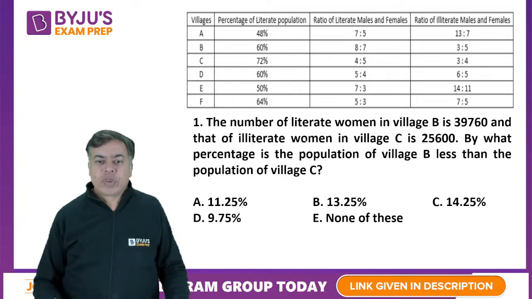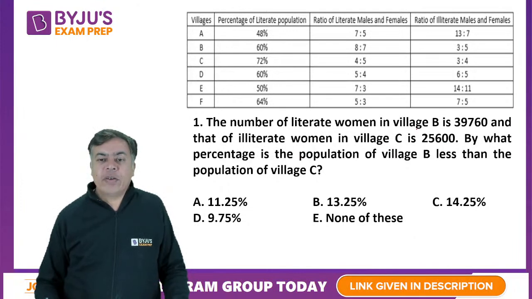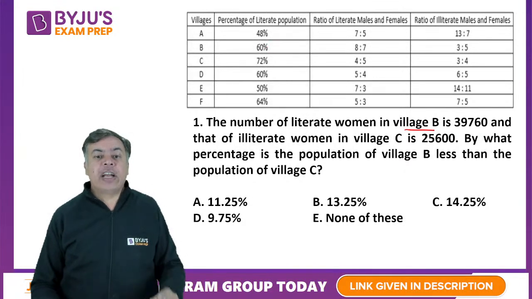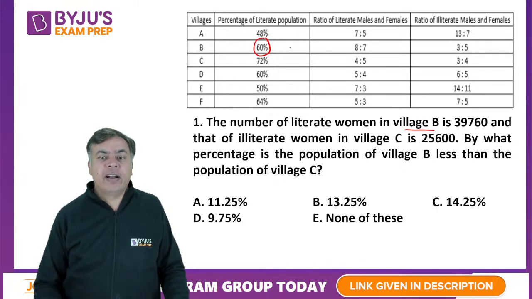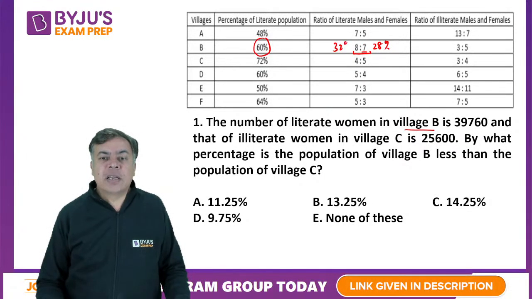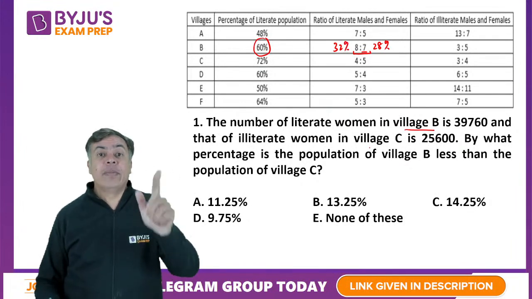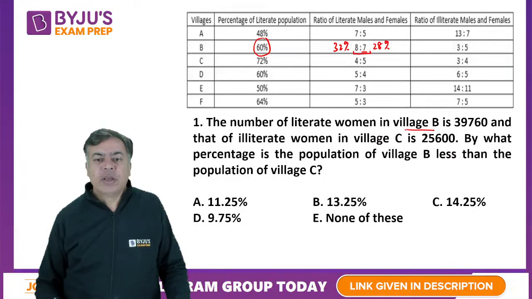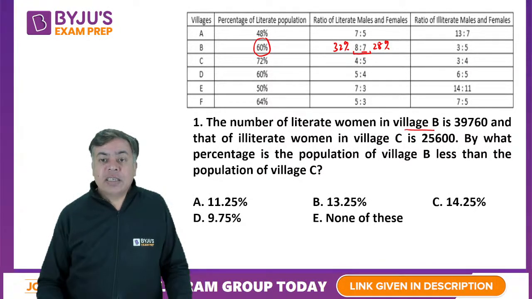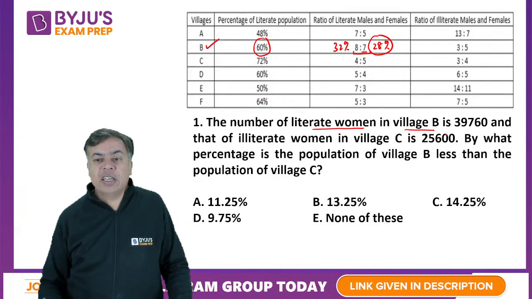If you are talking about literate women in village B, 60% are literate. Out of that, 7 by 15 are female, and 8 by 15 are male. So 28% are female and 32% are male literates. So literate women in village B is 28% of the population of village B, which is 39760.